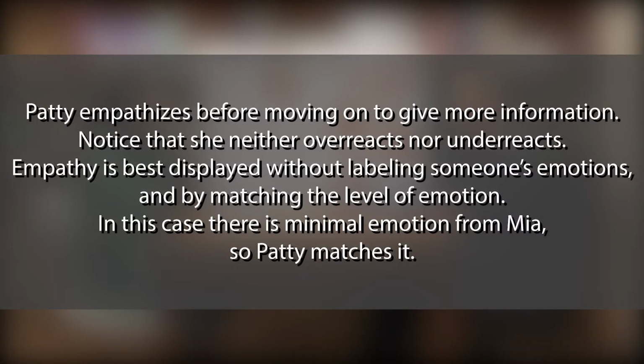Patty empathizes before moving on to give more information. Notice that she neither overreacts nor underreacts. Empathy is best displayed without labeling someone's emotions and matching the level of emotion. In this case, there is minimal emotion from Mia, so Patty matches it. That sounds uncomfortable. Yeah. So the medication that we're talking about actually can also help with your backache and any cramping that you get. Oh, that's even better.